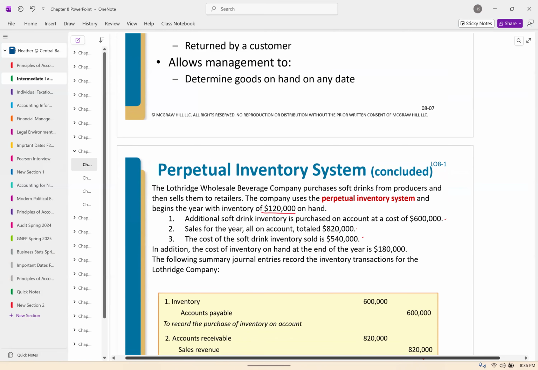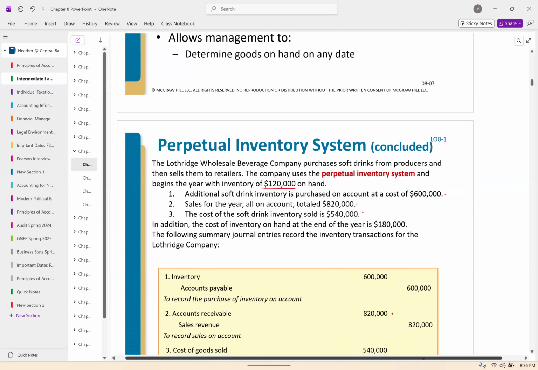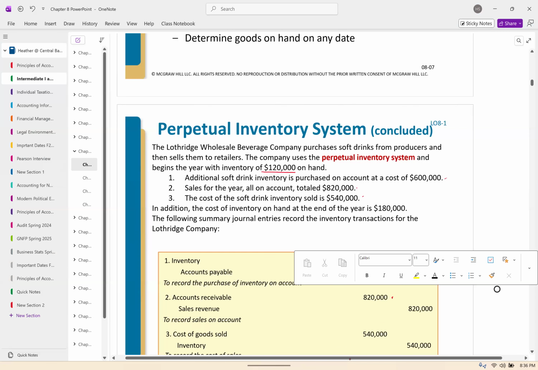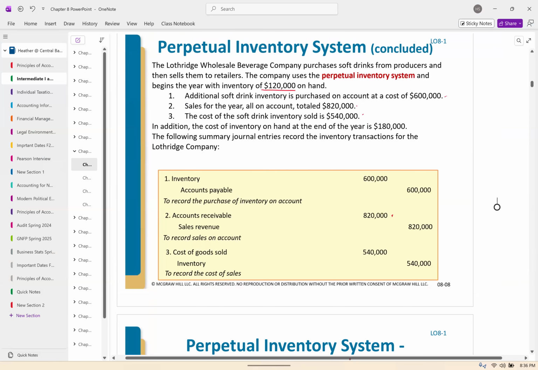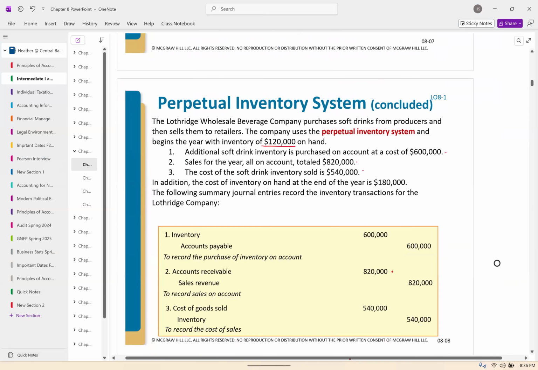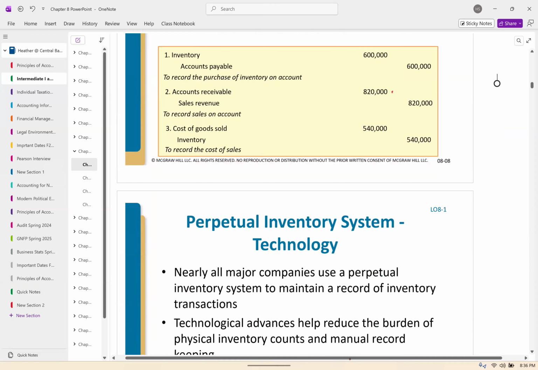Remember, when it's perpetual and you have a sale, you always have two entries. So now we have to record the cost of selling that $820 of goods. So we'll debit cost of goods sold, credit inventory. So that's our journal entries under a perpetual system. We will do periodic here in just a minute.